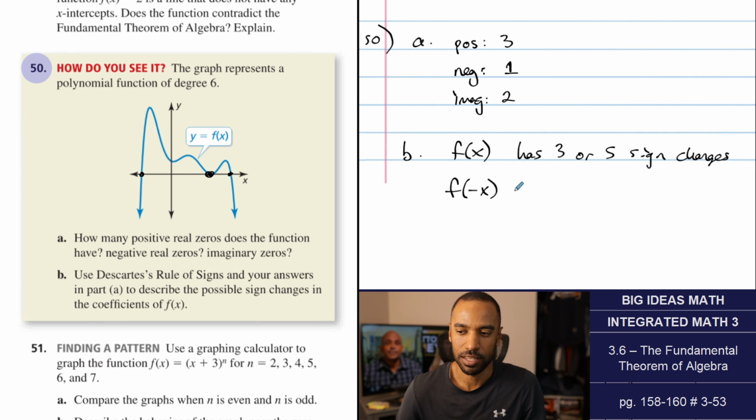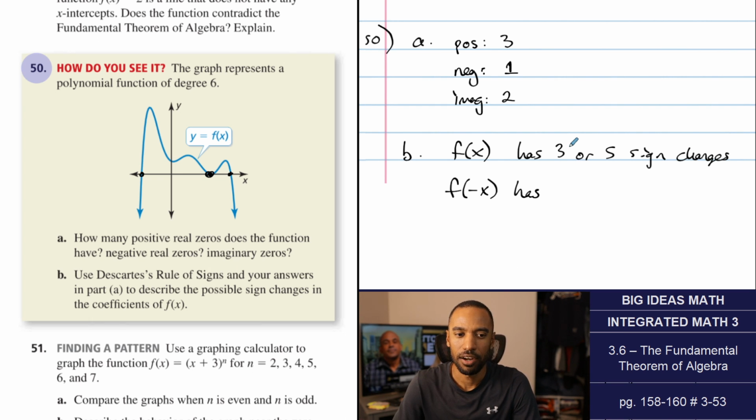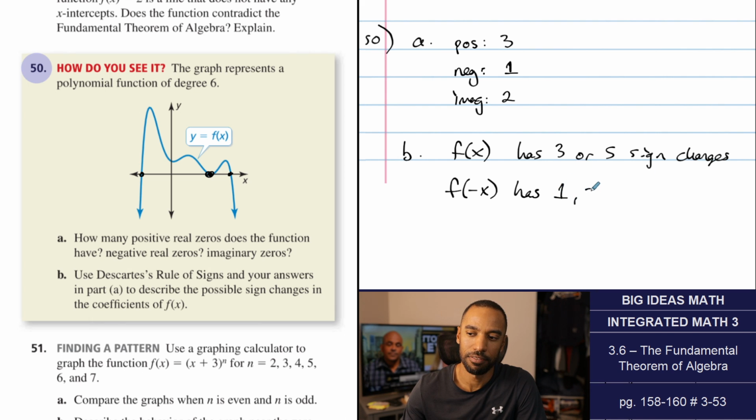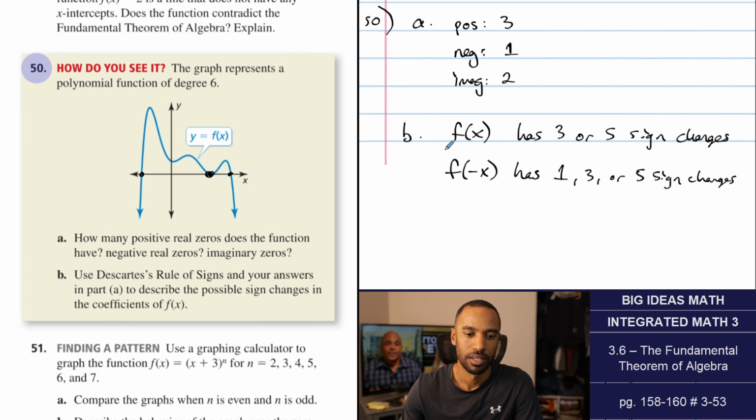F of negative x has, it says possible sign changes. I don't know about the negative one. If it's just 1 sign change, or if it can have 3 or something like that, that part I don't know. I'm just going to say 1, 3, or 5. I don't believe that that's probably the case here. I think when it comes to seeing this as a whole, it probably would just have 1. And I think that's it.